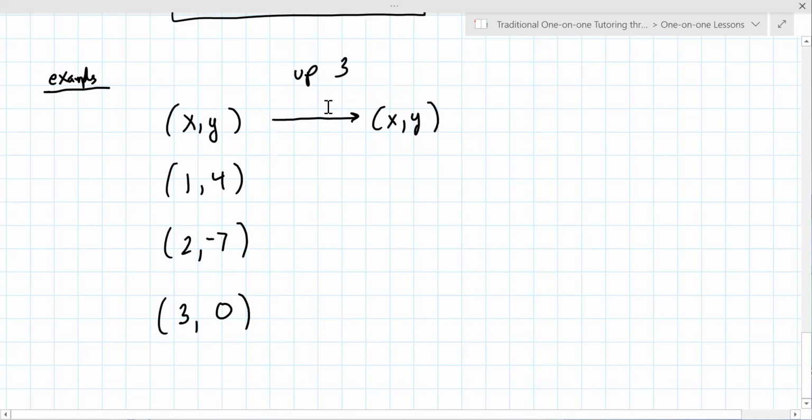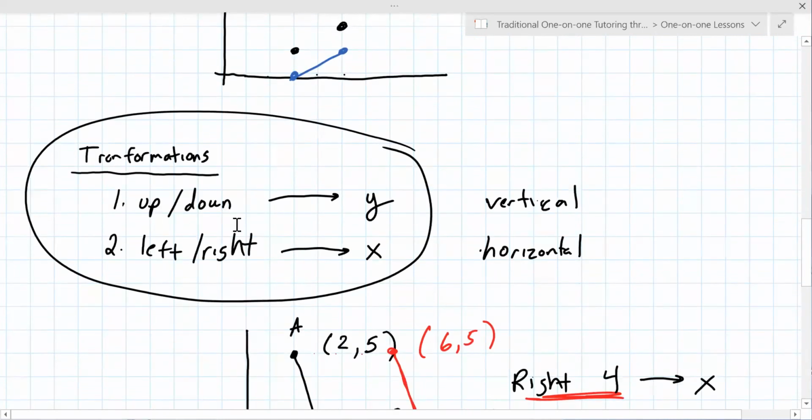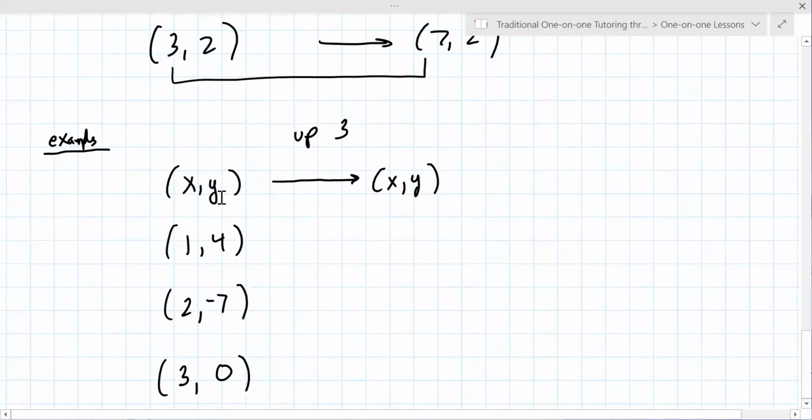So let's go back and look. Up and down affects which variable? The Y. Okay. So you're going to take whatever the Y value is, and because you're going up, you're going to add 3 to just the Y value. So X stays the same. What is the new Y value when you take 4 and add 3 to it? So this Y value, you add 3. What does that become?